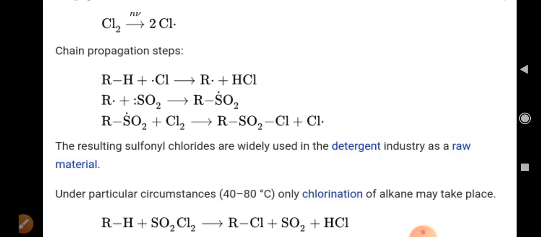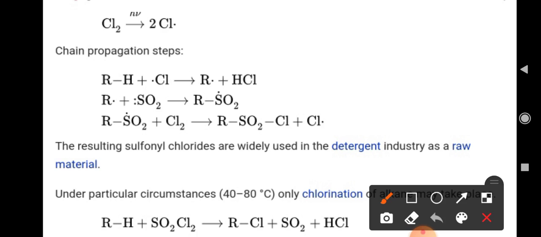But actually the Reed reaction takes place by chain initiation and chain propagation steps, and the product of that Reed reaction is RSO2Cl, this one.